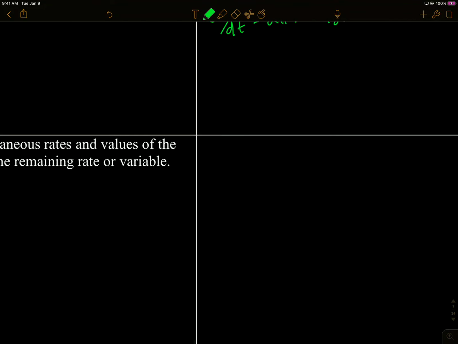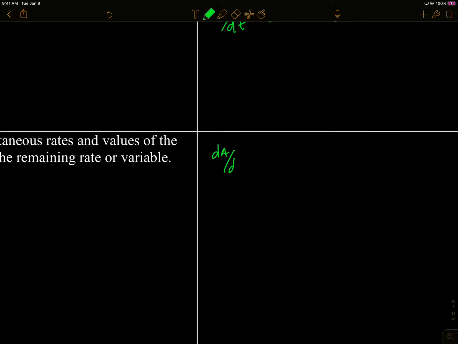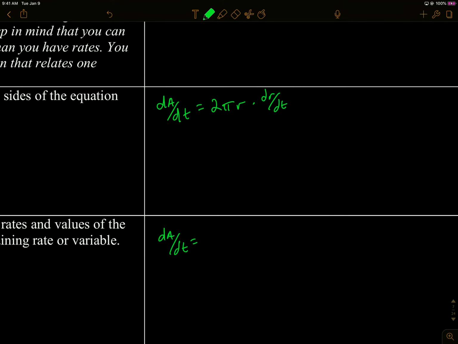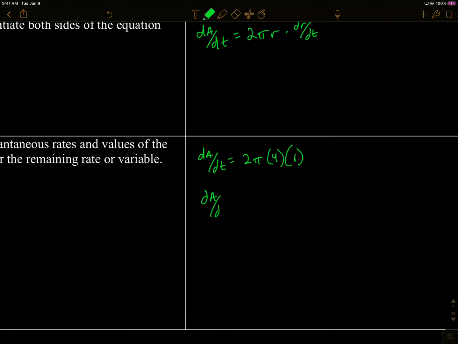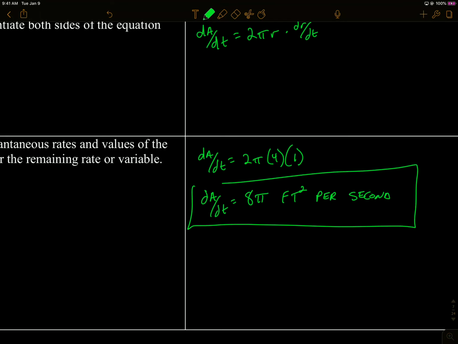Now we're going to plug in the values. We can now freeze this thing and look at the moment in time that we want to investigate. So dA/dt is what we're looking for, and the moment in time is when the radius is 4. So I can plug that in for 4 times the rate of change of the radius, which they told us was 1 foot per second. We simplify. And again, you could pause and get ahead of me if you like. We get 8 pi feet squared per second. That's the rate of change of the area of the circle.